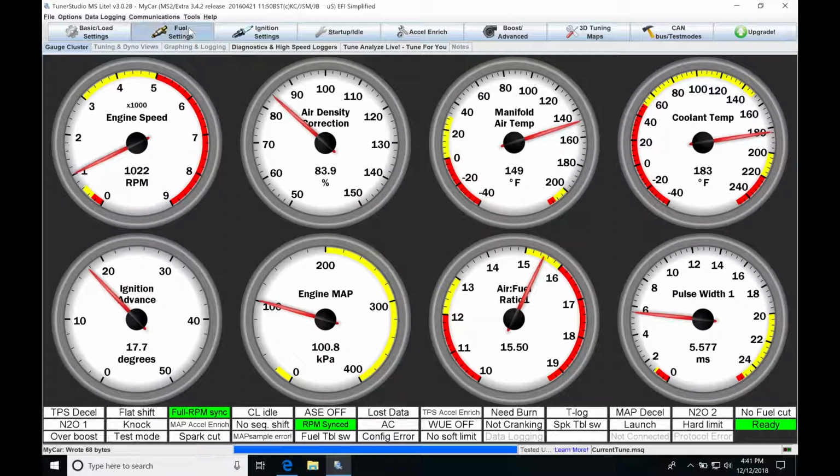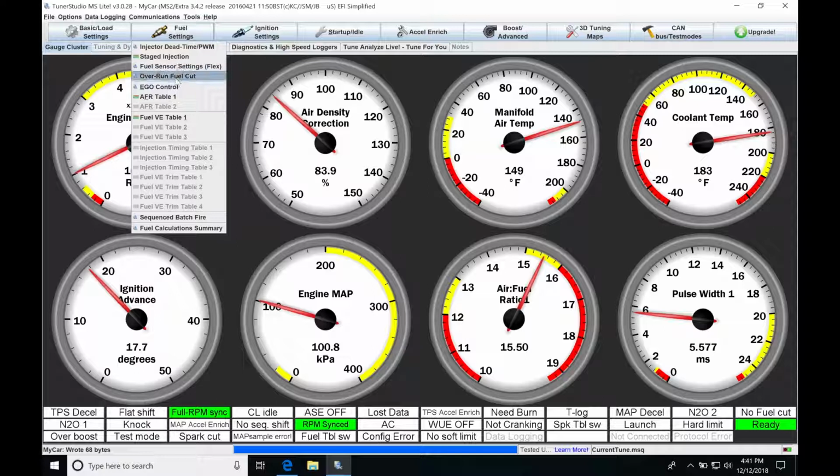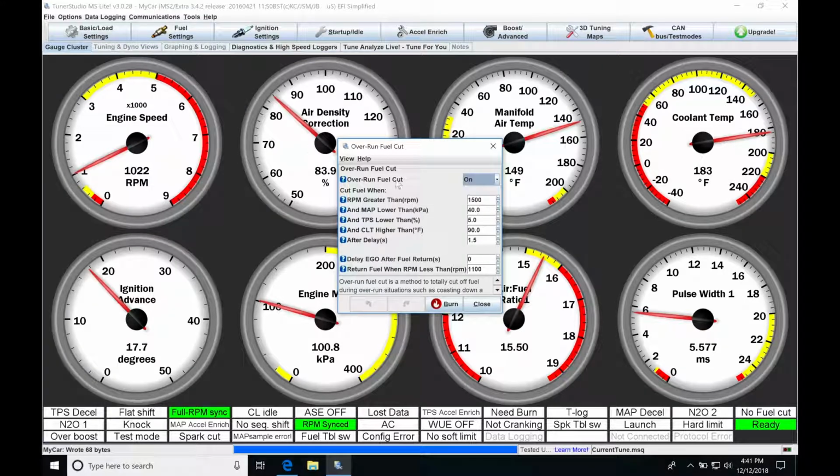We're going to be seeing under fuel settings, we're going to go into overrun fuel cut, and we're going to be seeing that we have this overrun fuel cut. This is going to be our deceleration fuel cut. And we want to use this because we don't want to constantly pump fuel when we lift our throttle.